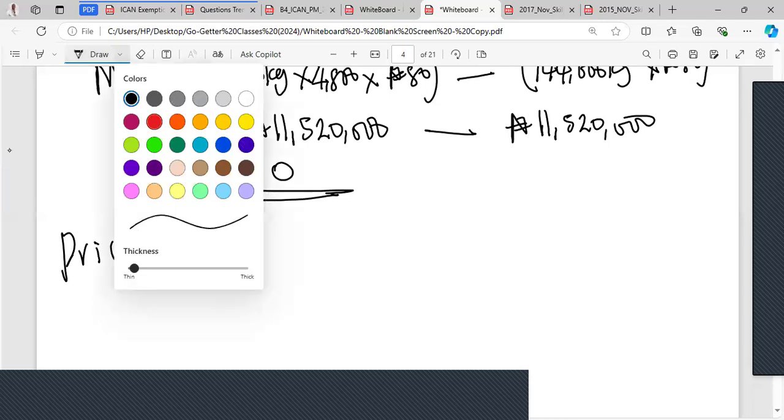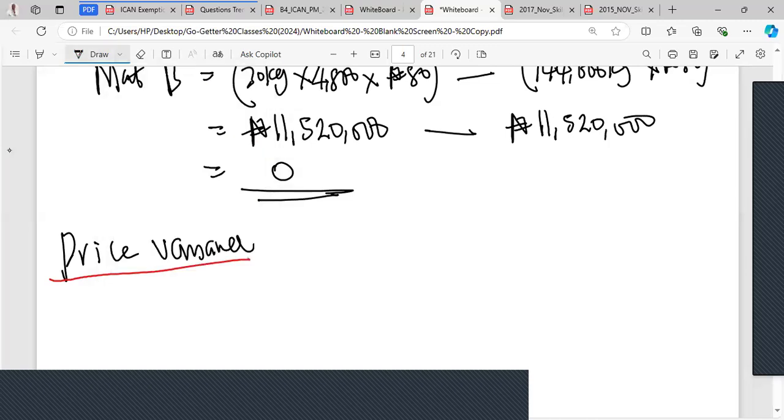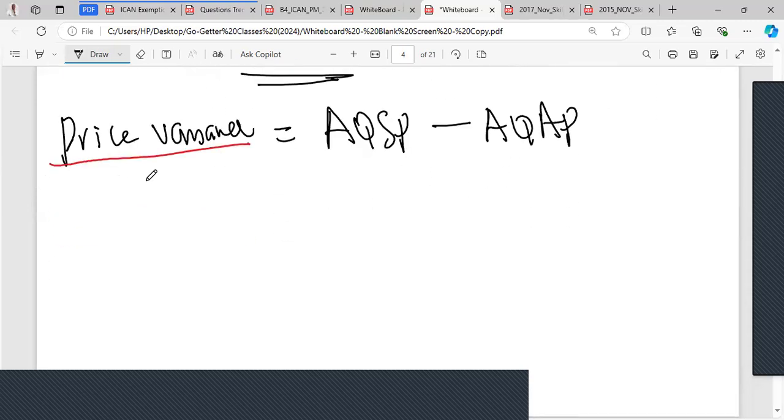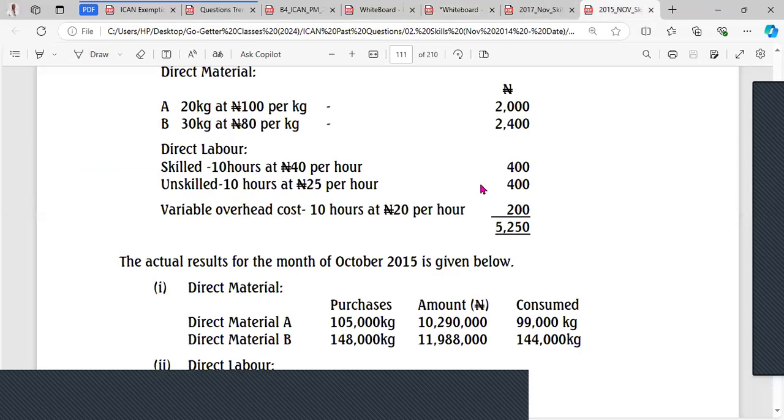Because this is price variance, we know that price variance is going to be actual quantity standard price minus actual quantity actual price. So that's the formula. When you can quote the formulas, then you are good to go. So what do we do? Say material A, actual quantity of material A that was purchased. You know, in usage we use consumed, in price we use purchased.